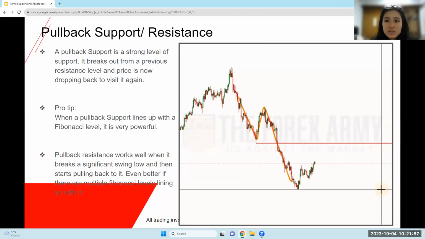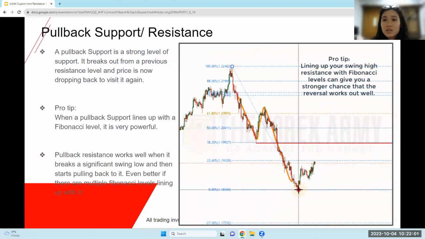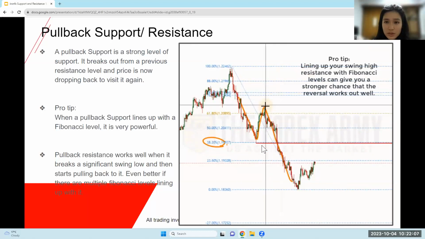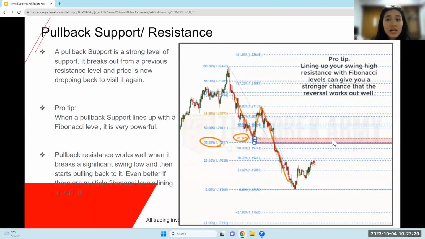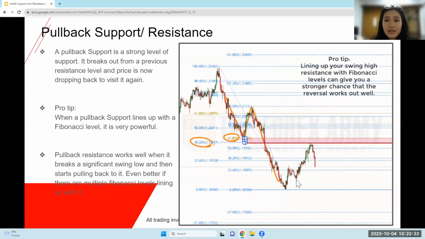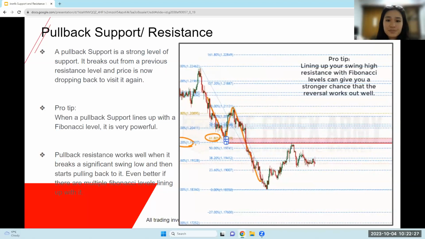Maybe I'll just let you guys watch the GIF one more time. Price has broken out of the support level, the swing low support, becoming a pullback resistance. Now that the resistance lines up with not one but two Fibonacci retracements, it's considered a confluence area. That's why I've highlighted it. And you can see price reversing off of the level again.